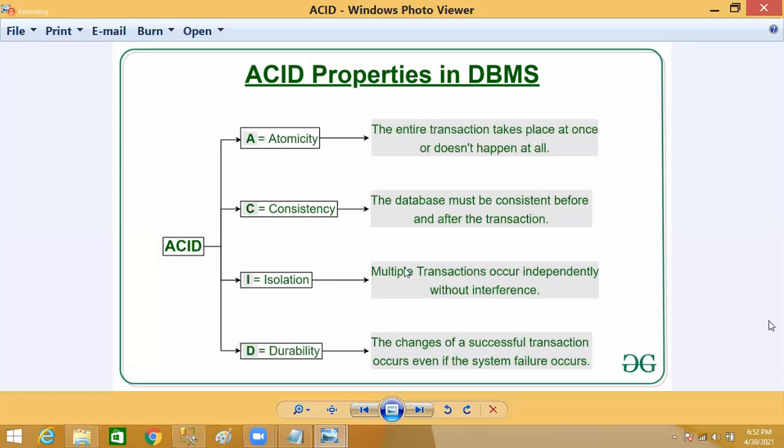Next, what is consistency? Consistency, isolation, durability: what they mean and how these are maintained internally in the database, we will see in tomorrow's session. Tomorrow I will complete your transactions concept. If possible, tomorrow I will start one more new concept in our SQL database.